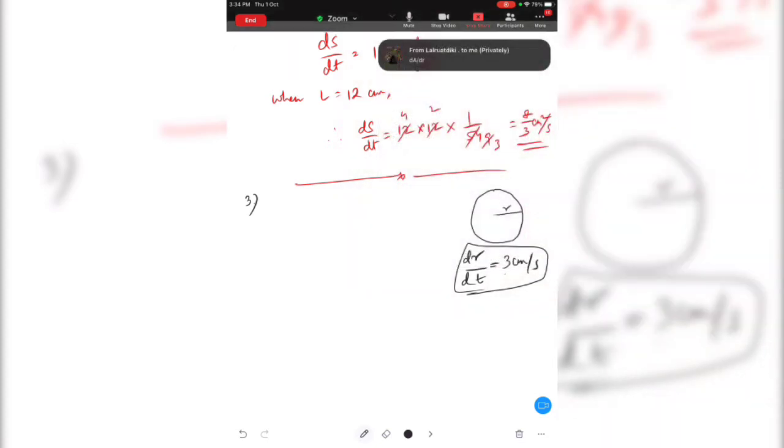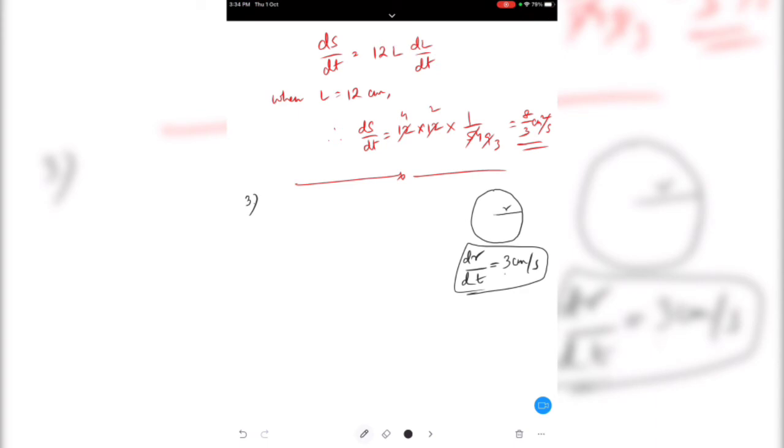Find what they have asked you to find. Wrong. dA/dr is wrong. Find the rate at which the area of the circle is increasing. They have asked you to find dA/dt. Area of the circle is increasing with time.